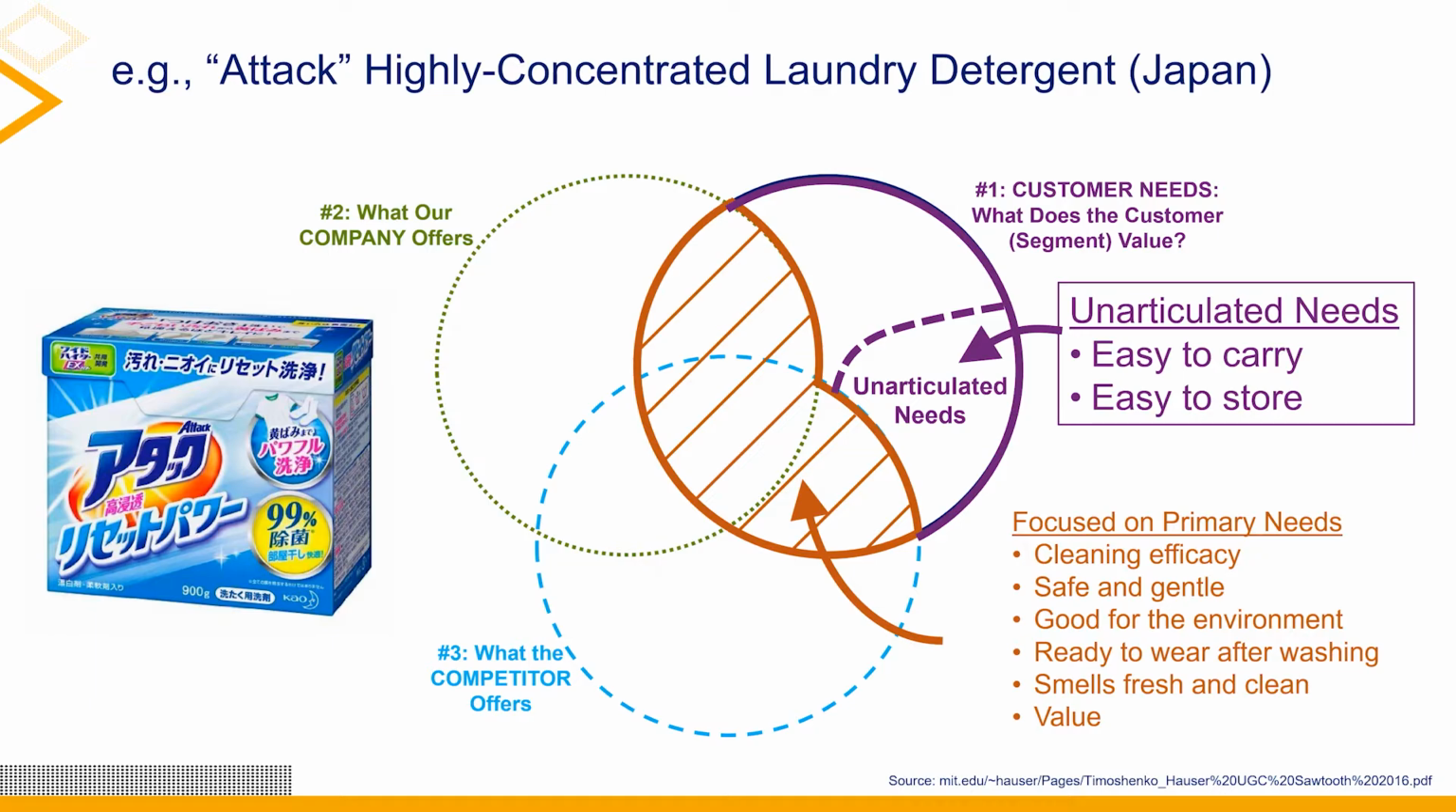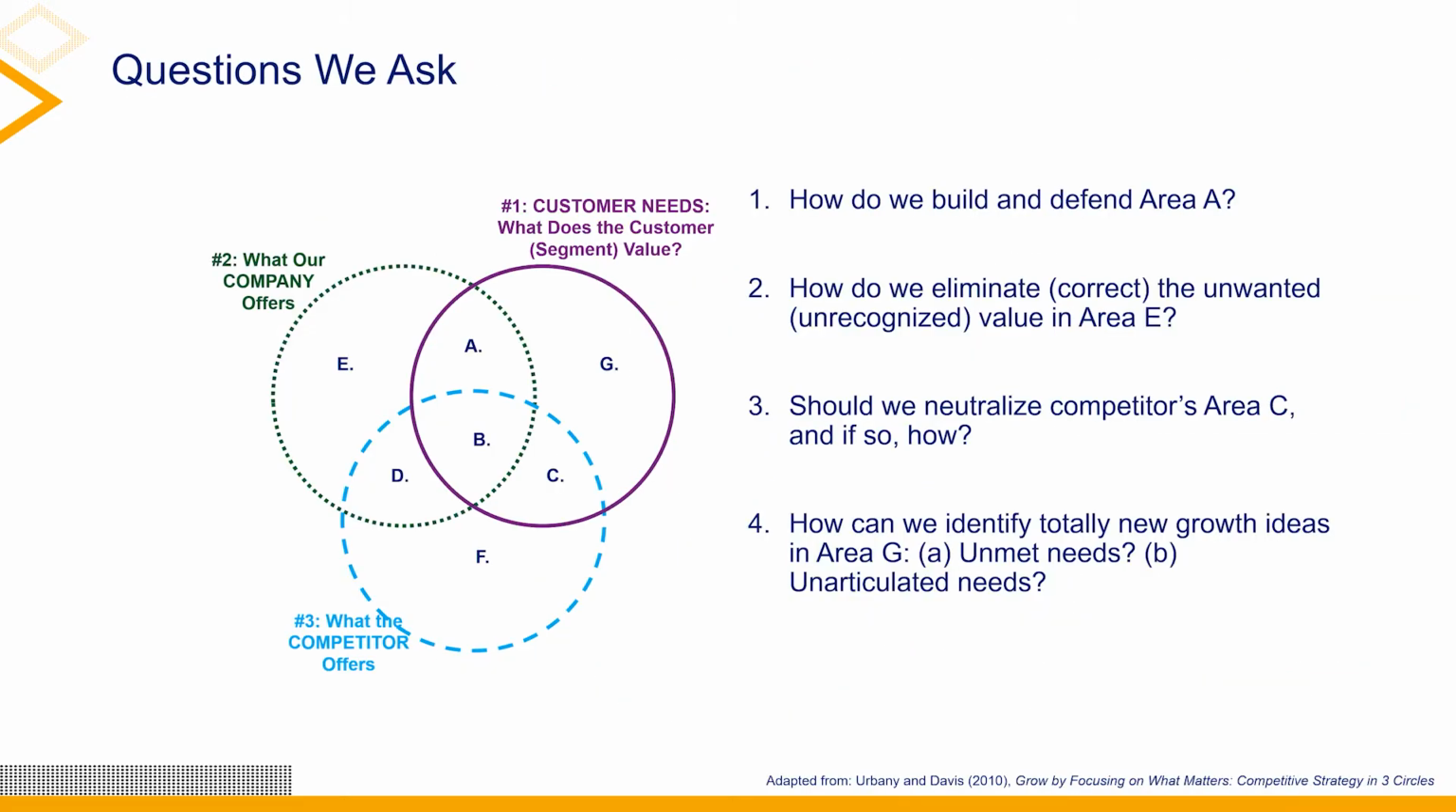Other examples of major innovations based on newly identified attributes and underlying customer needs include touchscreen features in the smartphone category and Procter & Gamble's Swiffer mop. Questions we often ask: how do we build and defend Area A, our points of difference? How do we eliminate or correct the unwanted or unrecognized value in Area E? Should we neutralize competitors' Area C, their PODs, and if so, how? How can we identify new growth areas in Area G? Is the focus unmet needs or unarticulated needs?